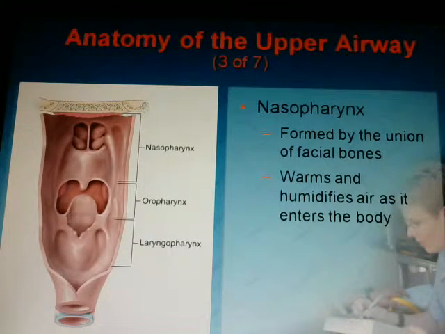Nasopharynx, formed by the union of facial bones, warms and humidifies air as it enters into the body. It's a nice picture there. As we go and talk about different airways, this is going to be very, very vital, some of your landmarks you're going to be seeing in somebody's mouth to intubate them, or to do a King airway, or even to do an oropharyngeal airway and a nasopharyngeal airway.